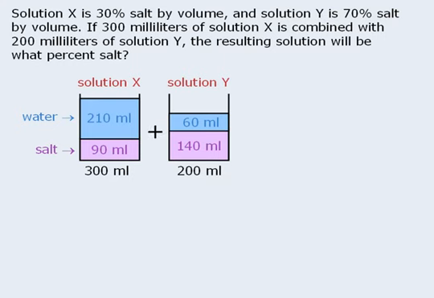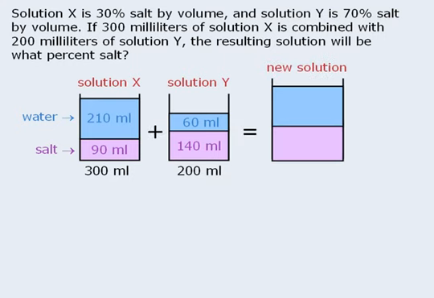Now when we combine these two solutions, we get a new solution which we will draw with the salt and water separated. To determine the various volumes of this new solution, we will combine like parts. First, since we are combining 300 milliliters of solution X and 200 milliliters of solution Y, the new solution will have a volume of 500 milliliters.